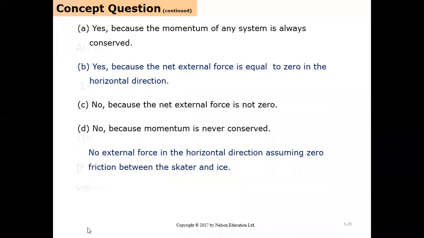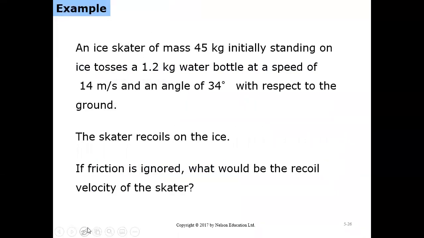Okay, right. So we have a question now. I mean, a numerical question, okay? That was a concept statement question. This time we have to substitute and get the answer, numbers. An ice skater of mass 45 kilogram, initially standing on ice, tosses a 1.2 kilogram bottle at a speed of 14 meters per second at an angle of 34 degrees with respect to the ground. The skater recoils on the ice. If friction is ignored, what will be the recoil velocity of the skater?